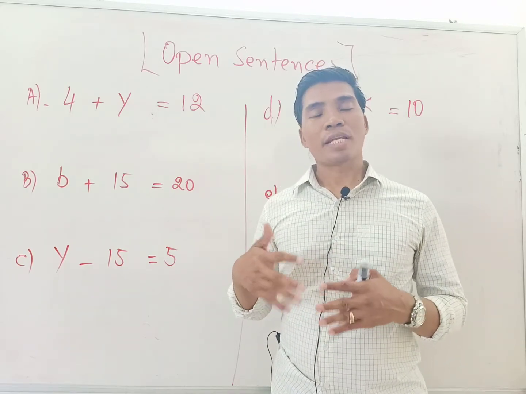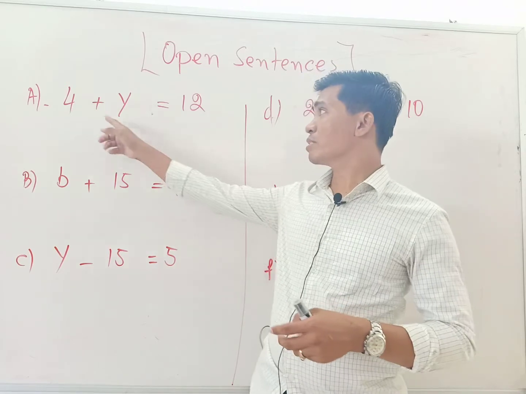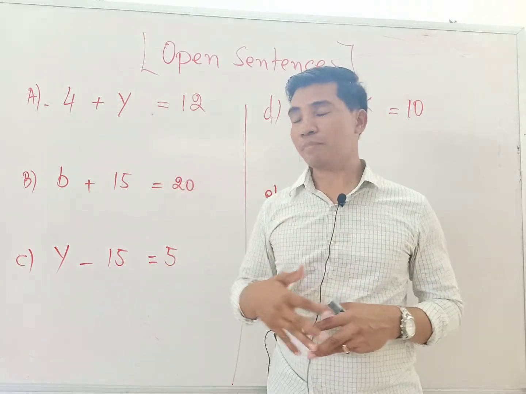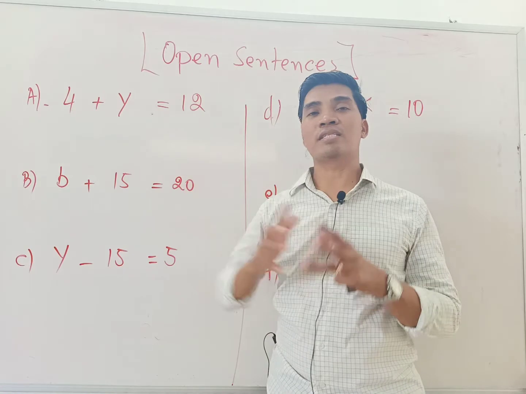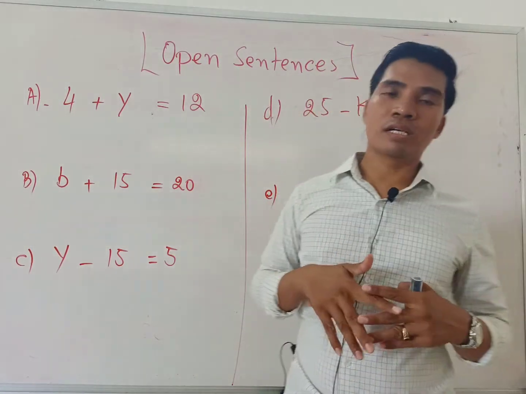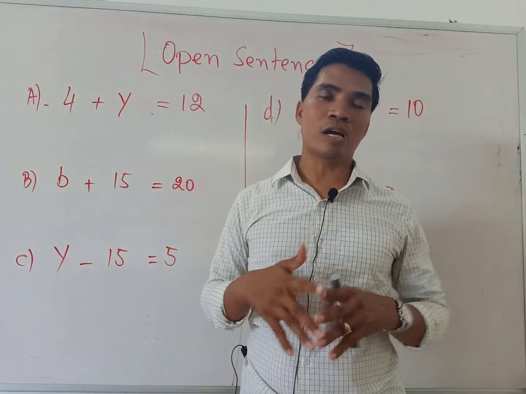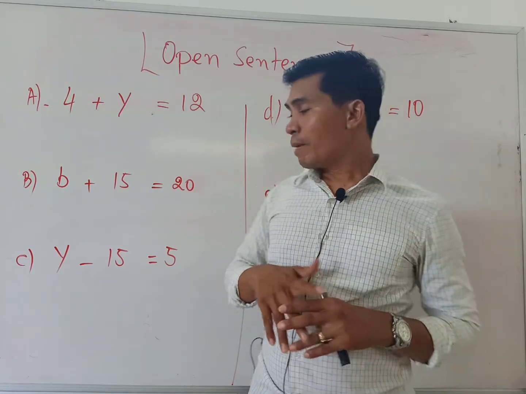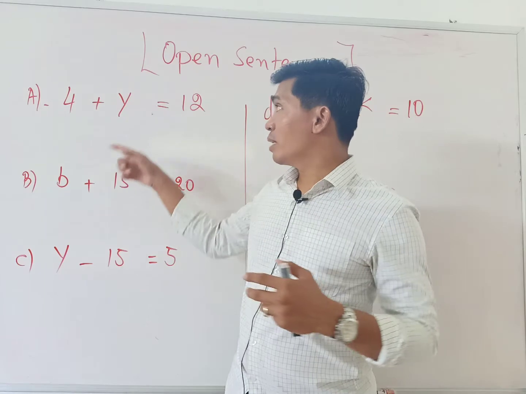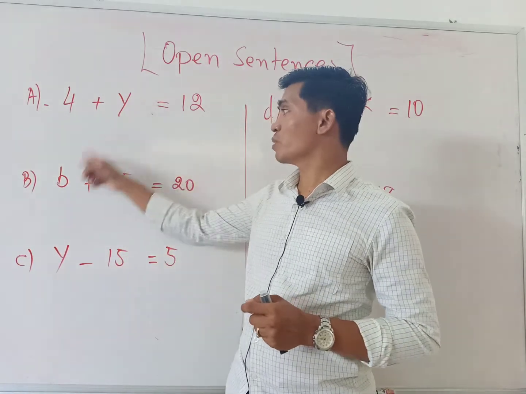So the open sentence is the equation. It means the balance between the two sides, and one side is missing. I mean, one part of the exercise is missing. The missing number is always replaced by a letter, and sometimes a box or a shape. But in all the exercises here on the whiteboard, I just use a letter to represent the missing number only.